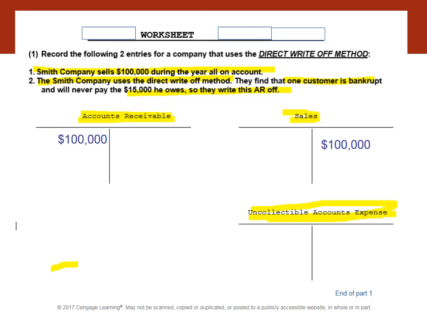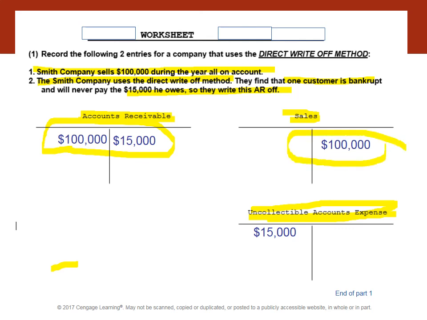And the answer goes here: the $15,000 expense and the $15,000 reduction in accounts receivable. So now our accounts receivable shows that we've only got $85,000 because we're not going to collect this amount from this one customer. It shows that we have revenue here, and one of our expenses is a $15,000 uncollectible account.